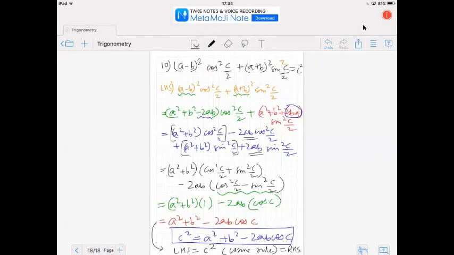So we have used over here the basic formulas from the length standard, and we also applied the cosine rule in this question to get the answer.